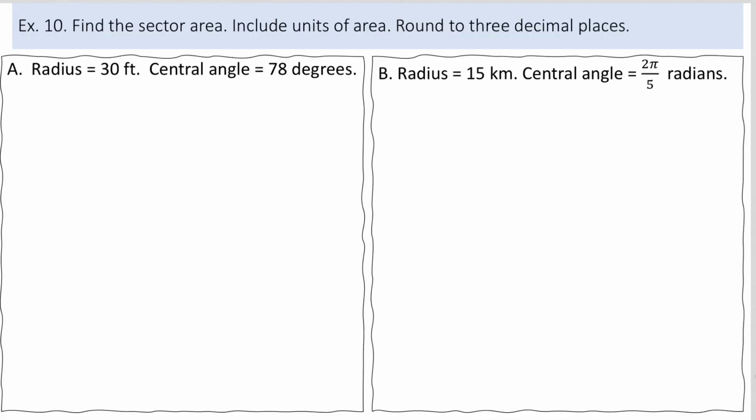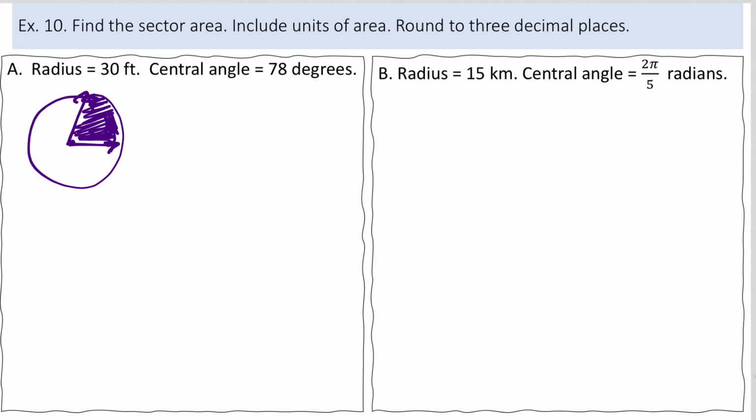So we're going to find sector area, and we're going to include our units of area and round to 3 decimal places. So we've got a radius. Let's just make a little sketch here. A radius of 30 feet. We have a central angle of 78 degrees. So we're interested in finding the area of this sector here.